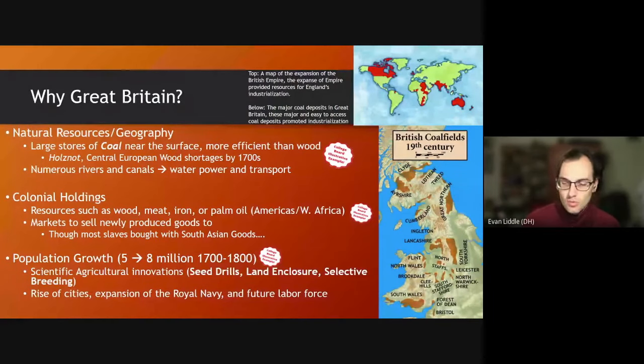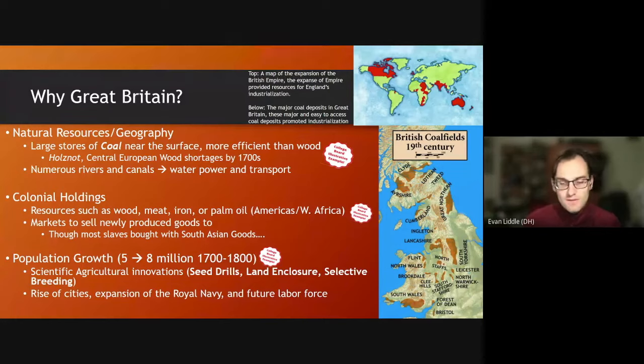So one of the things that was happening right before the Industrial Revolution is sometimes called the scientific agricultural innovations: seed drills, land enclosure, that is allowing people to privately experiment with crops on their land, selective breeding. All of these things together help to boost the English population, right? And with the English population being grown, you have the rise of cities, you have the expansion of the Royal Navy, which is going to protect the British Empire and its supply of resources.